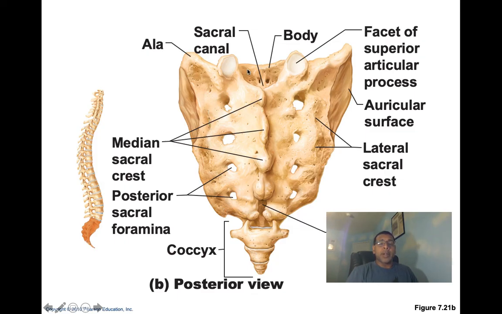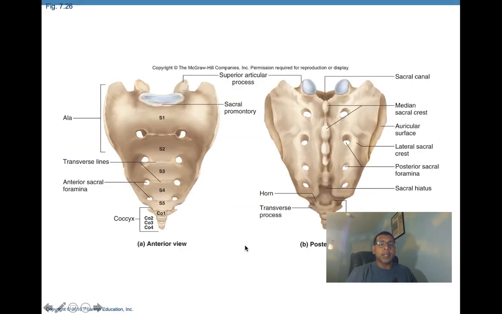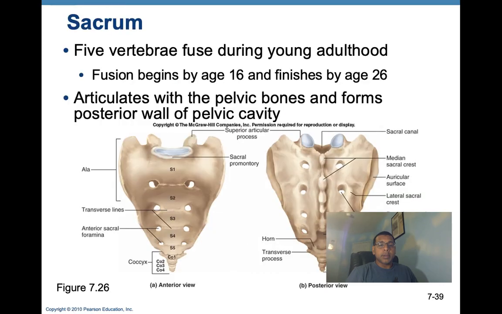And then right here at the superior aspect of the sacrum we have the sacral canal. And then at the inferior aspect of that sacral canal is the sacral hiatus. Or you could say at the superior aspect of the median sacral crest and the inferior aspect of the median sacral crest. And last we have the coccyx. We said here you have basically 4 bones that have been fused together.